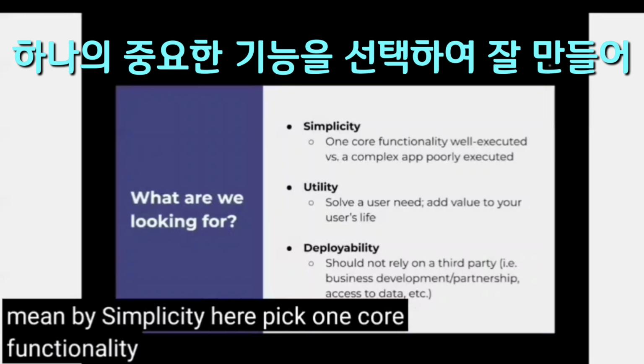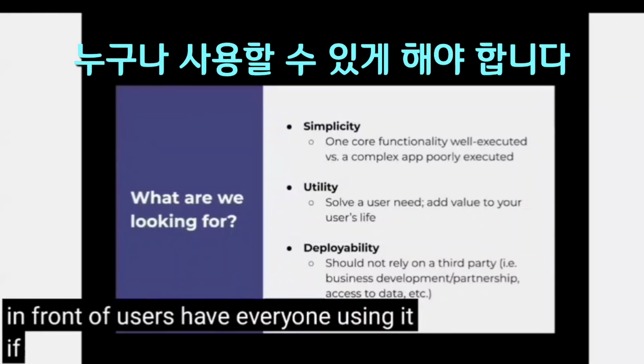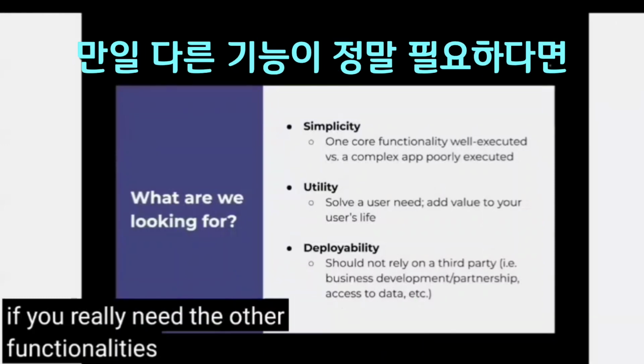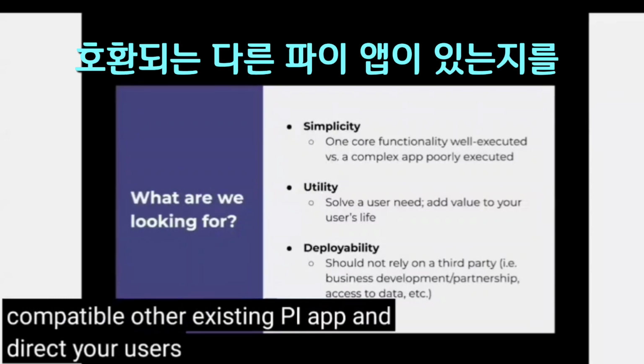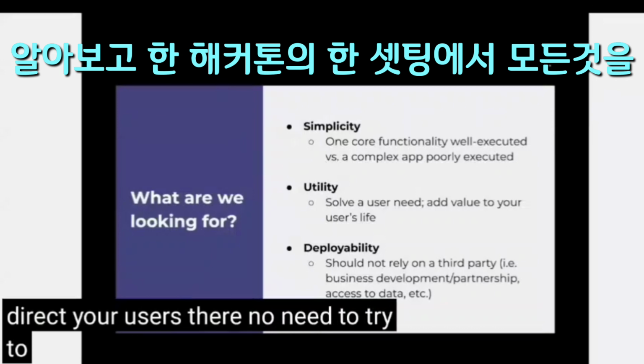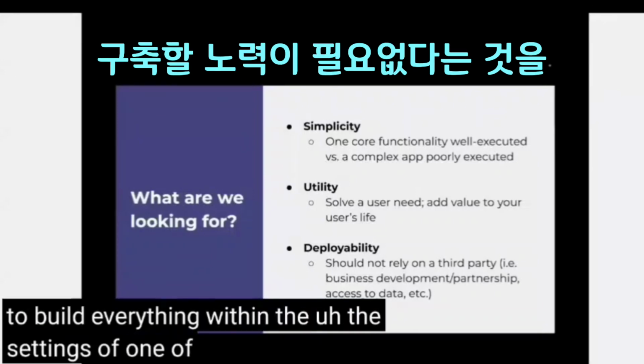Pick one core functionality, do it really well, get it in front of users, have everyone using it. If you really need other functionalities, see if there is a compatible existing Pi app and direct your users there. No need to try to build everything within the settings of the one hackathon.